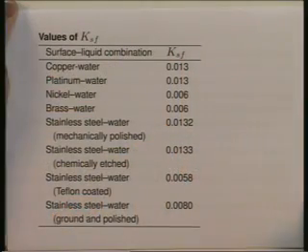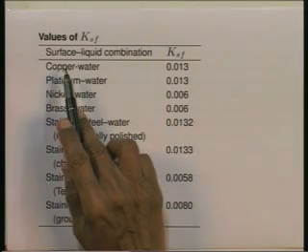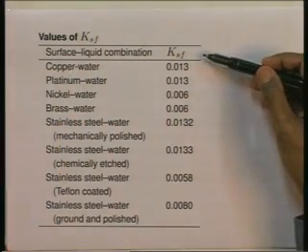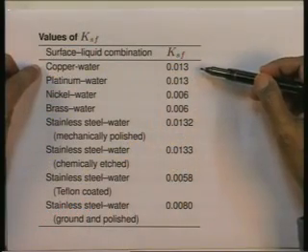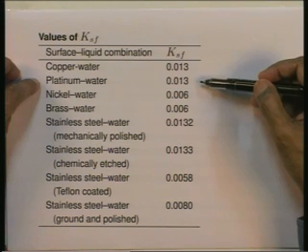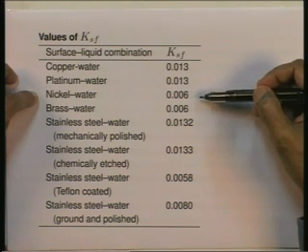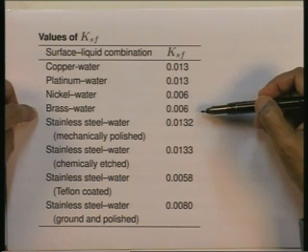So, let me just show you a table in which values of KSF are tabulated. Here is the table, it is available in various books. I have just given some, and there are more values of KSF for other surface liquid combinations as well. On the left hand column is the surface liquid combination, the right hand side is the value of KSF as obtained by correlating the experimental data. What do we have as typical values? If the surface is copper and water is the liquid being boiled, 0.013, for platinum water 0.13, for nickel water 0.006, for brass and water 0.006.